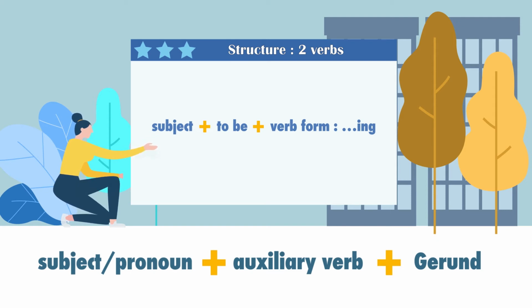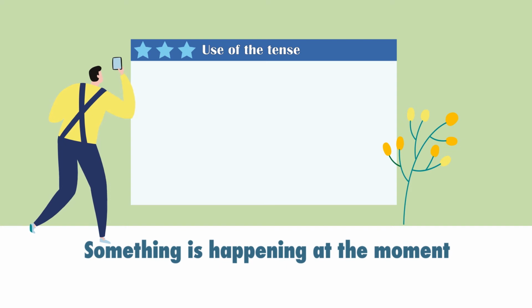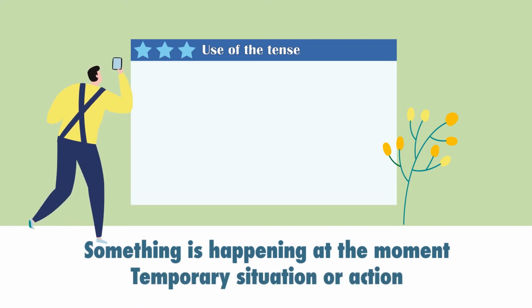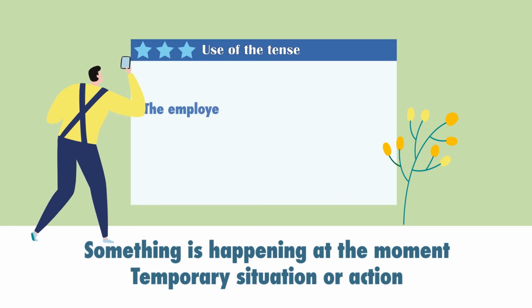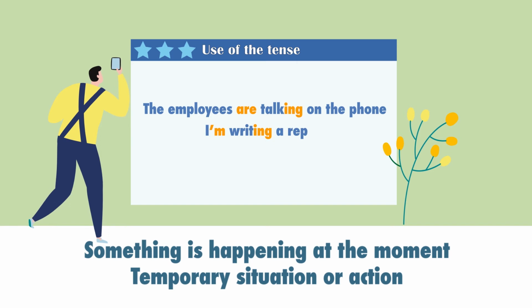Now, when do we use this tense? We use it to state that something is happening right here, right now. It tells us that it is a temporary situation or action. For example, the employees are talking on the phone. I'm writing a report. She is thinking about her next holiday.